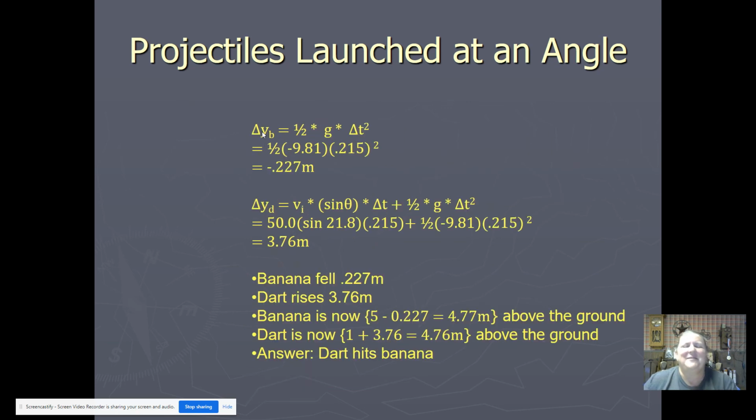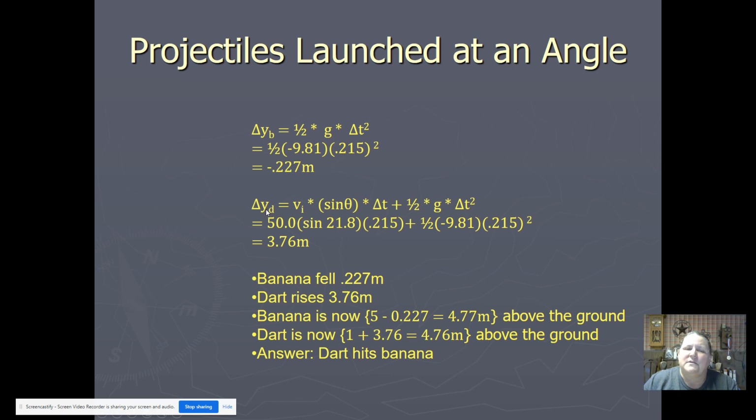Now, your y component is 1/2 times g times delta t squared. We know this. We always know g. We just calculated time. So your y component is negative 0.227 meters because it was launched, okay? The dart was launched like this, and it came down, and maybe it hit something. This is for the banana, okay?